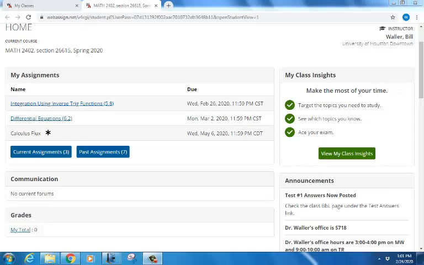So our homework list there has changed dramatically, right? We just have two assignments here. This one we haven't started talking about. We're right in the middle of talking about integration using inverse trig functions. So we saw some examples last time, and we're going to look at some more examples today. And then I think we'll have time to start this section.